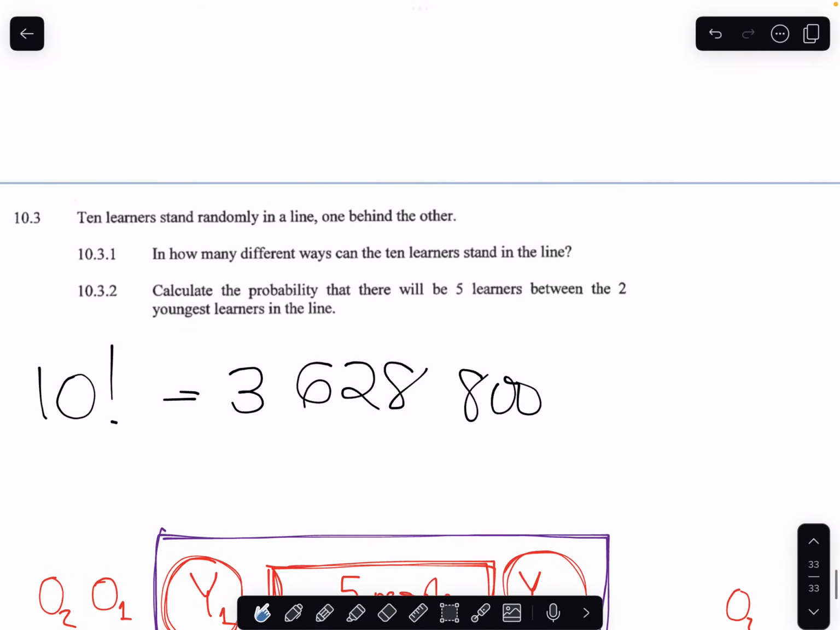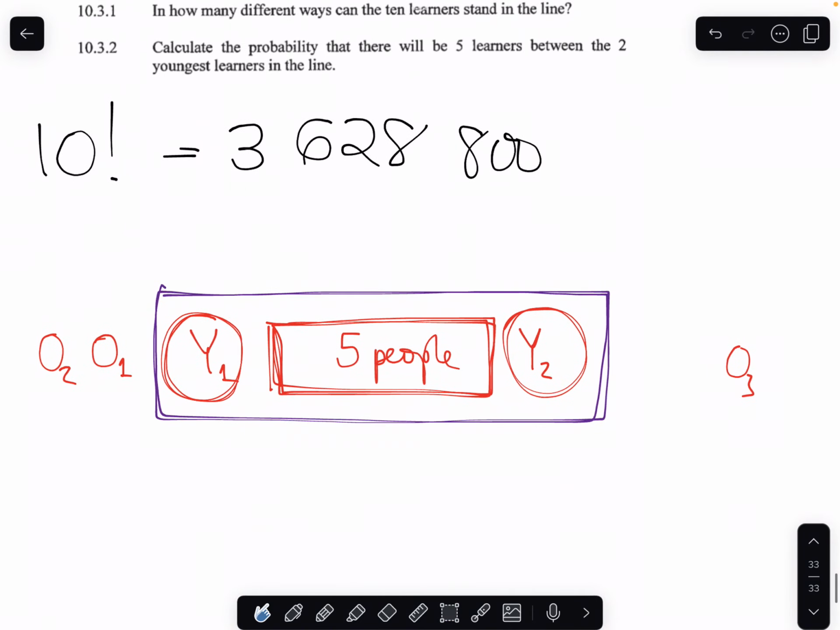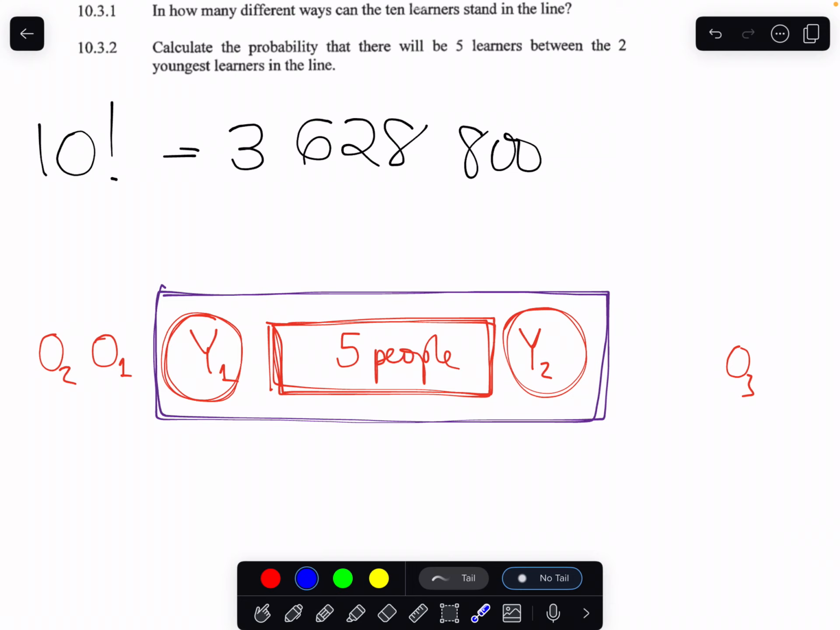Wait, and what are we saying also? Okay, so we're saying it's exactly 5 people here. So we're not saying at least 5 learners, in which case we would have to consider situations where the other person is maybe here. We don't have to consider that because there will be exactly 5 people between these two. So we have this item, this item, this item, which is an interesting item. It's a complex item, and there are also permutations that can happen inside here. We can swap these guys around. We can shuffle these people.